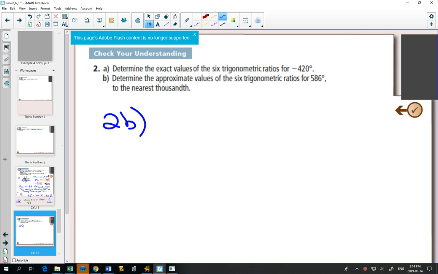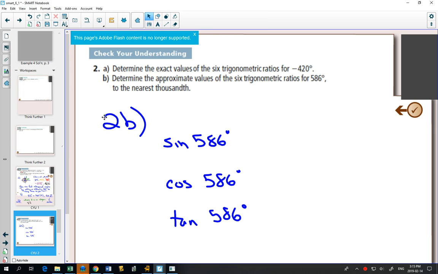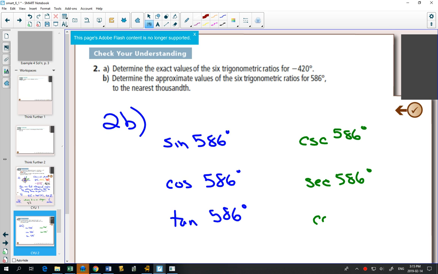So this is going to be a calculator question because it says to the nearest thousandth. The question is, can you get, well, that one, I hope you can type into your calculator. This one, you've done that before. That should be no problem. But the reciprocals, can you get these ones on your calculator as well? So take out your calculators.